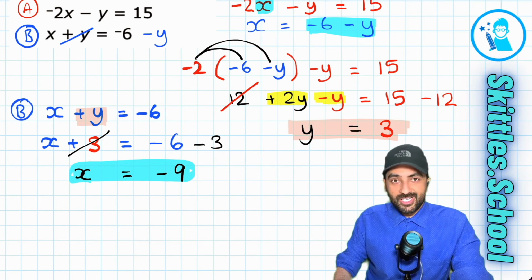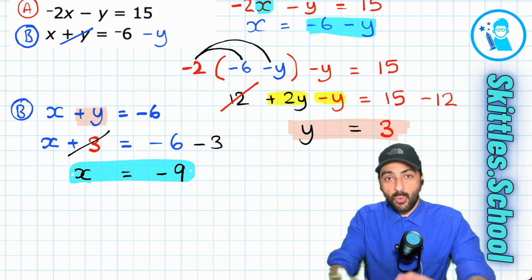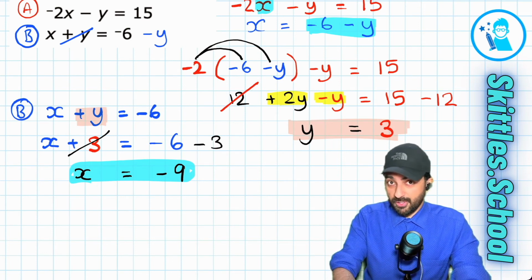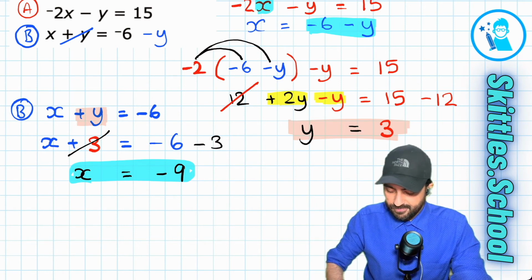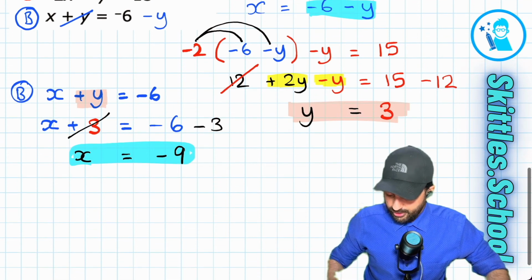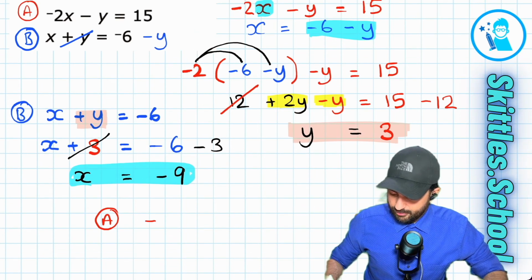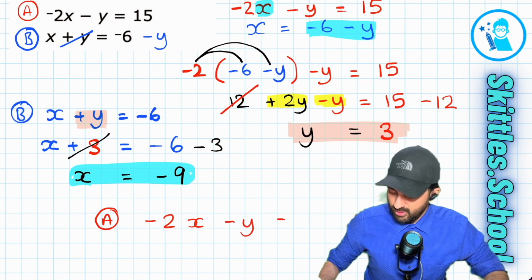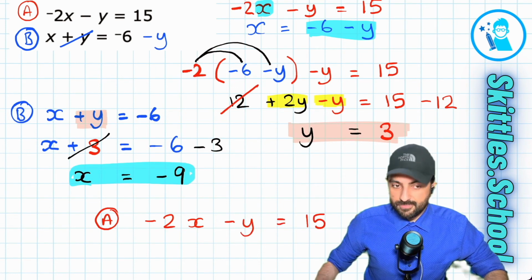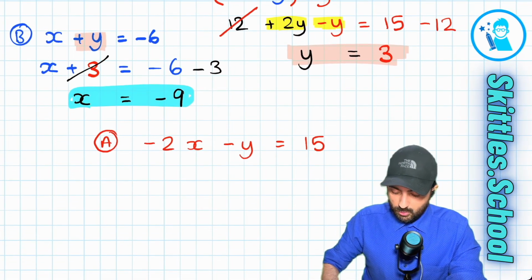What we can do is we can sub both of them into the other equation, into equation A. If the equation works, we know we've got it right. Let's try that. So we're going to substitute them both into equation A. So equation A was -2x minus y equals 15. So we know what y is because we've worked it out. Y is 3. So we're going to replace the y for 3.